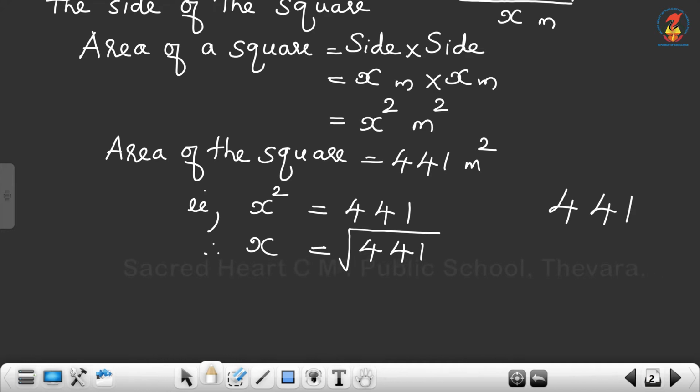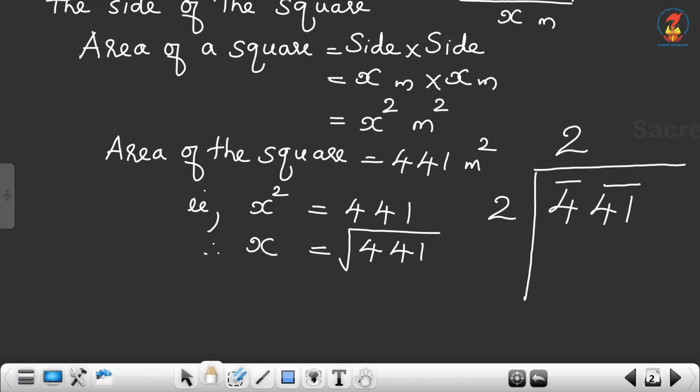Then 441, starting from the right side, you have to pair the digits. Then consider the number under the extreme left bar. Here it is 4. Then find out the largest number whose square is less than or equal to 4. Therefore, we can take it as 2. Then the quotient is also 2. 2 2s are 4. Then after that, bring 41 down.